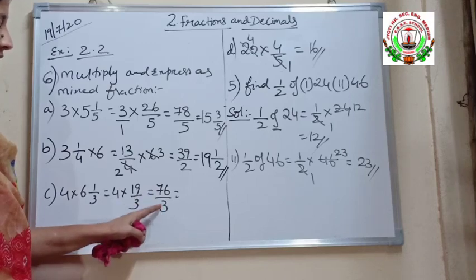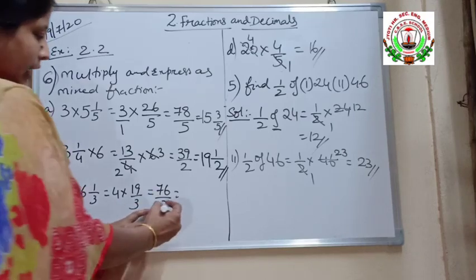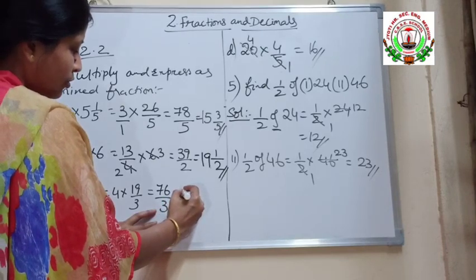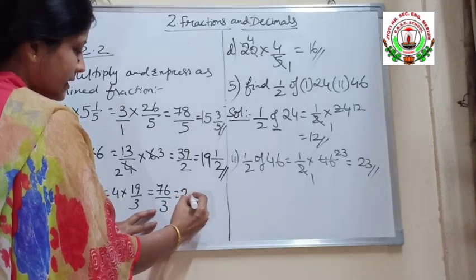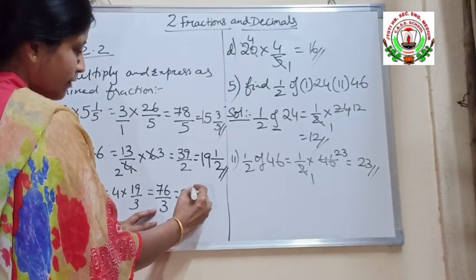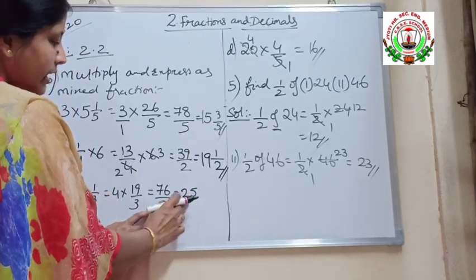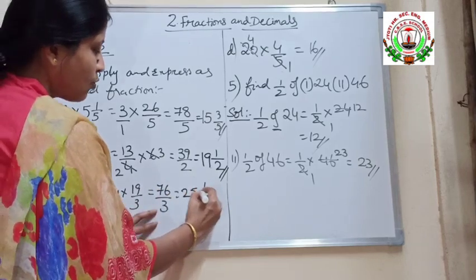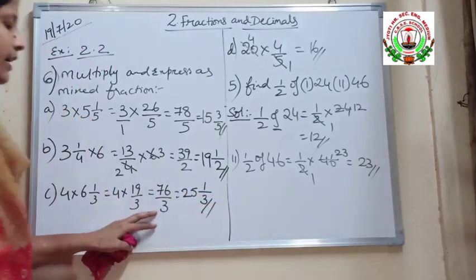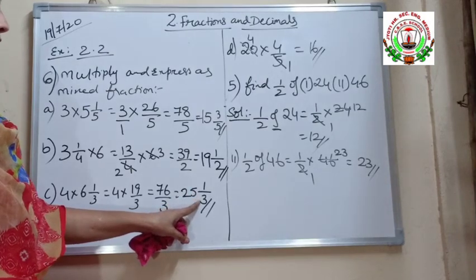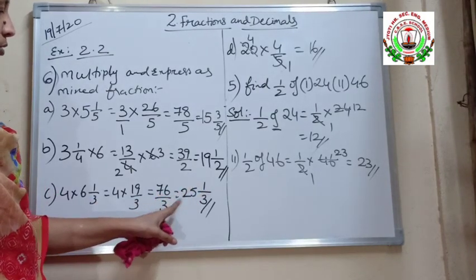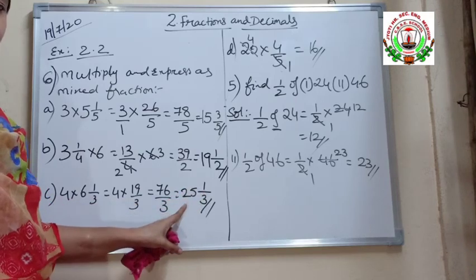So dividing this 76 by 3, I can write: 3 2s are 6, 3 5s are 15. Means 3 25s are 75, and 1 is remaining. So 1 by 3. This is your answer. 25 into 3 is 75. 75 plus 1 is 76. So 25 1 by 3 is your answer.